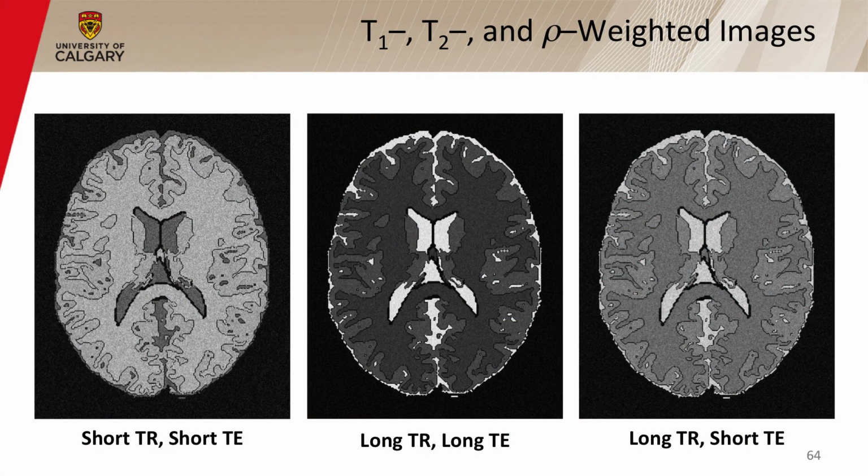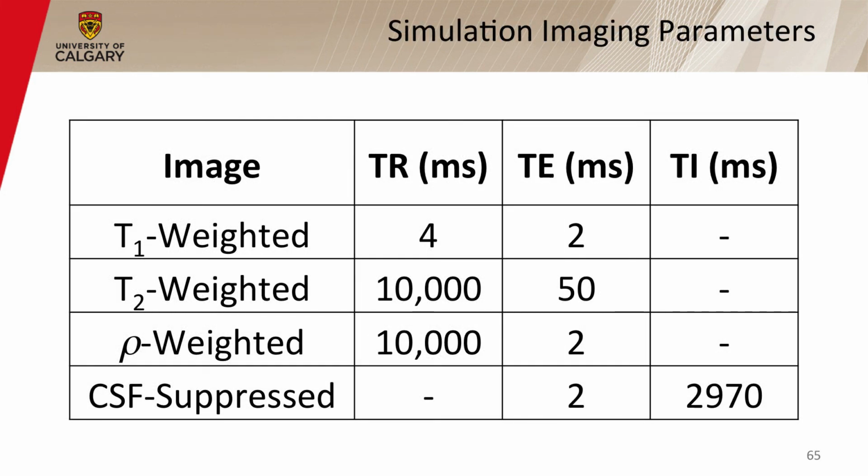And so these are just the three images side by side. So without doing any sort of inversion recovery, if we use a short TR and a short TE, we get a T1 weighted image. If we use a long TR and a long TE, we get a T2 weighted image. And then if we apply a long TR and a short TE, we get this proton density weighted image. Okay? And so for those of you that are interested, these are just the parameters that I used for the simulations in that particular spot.